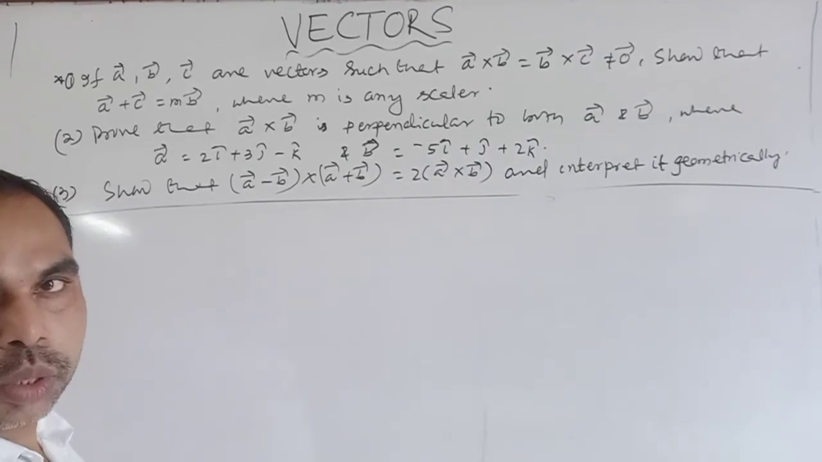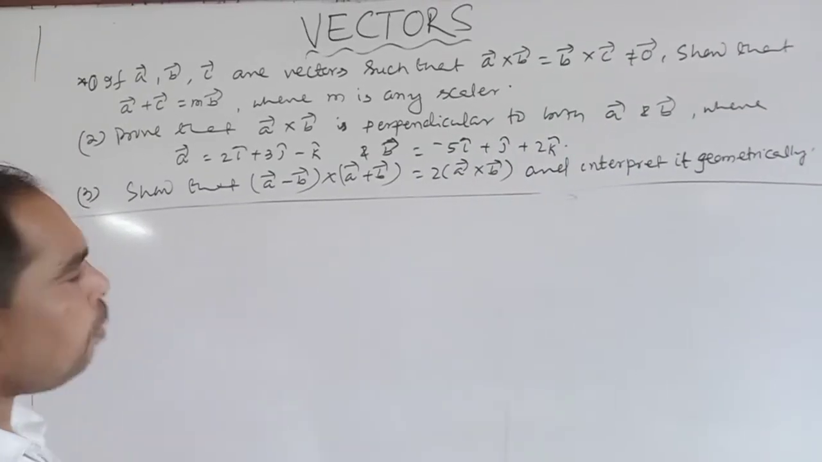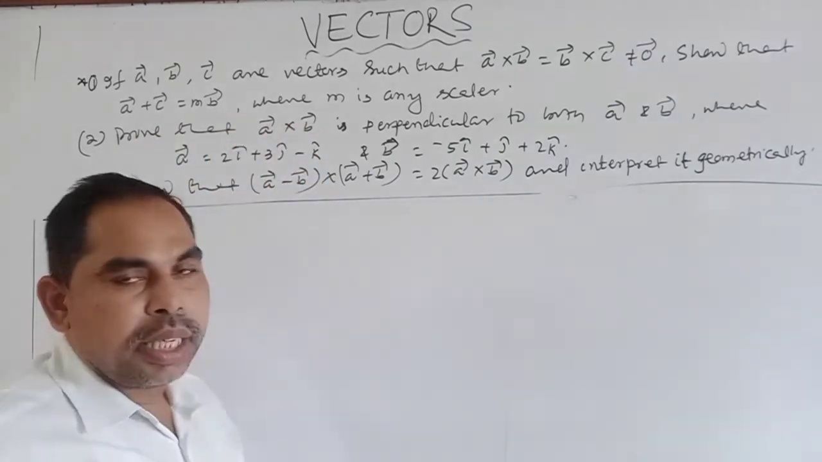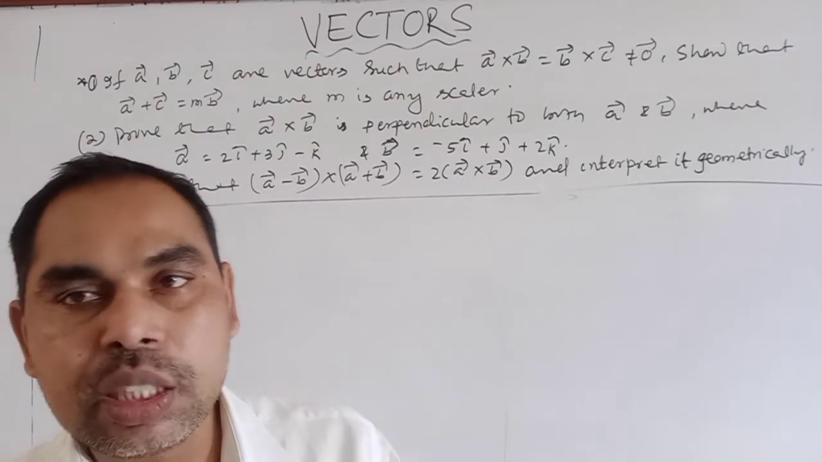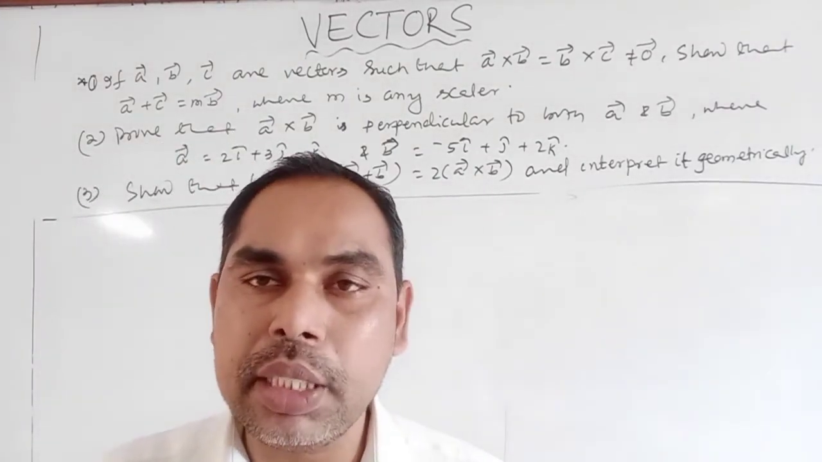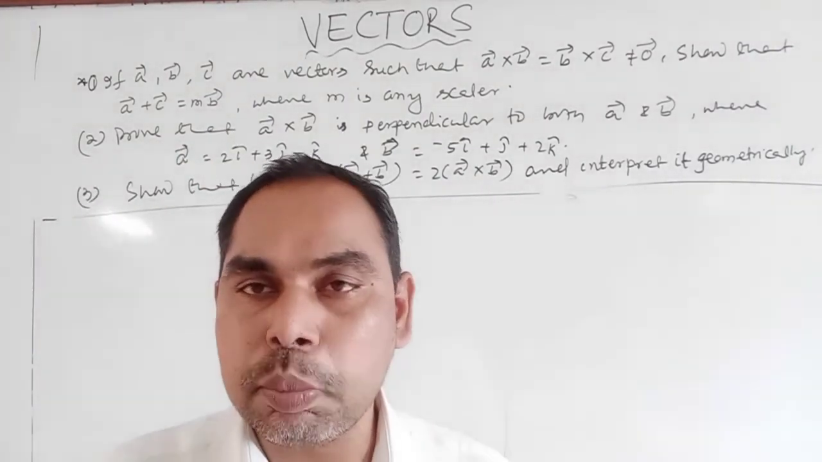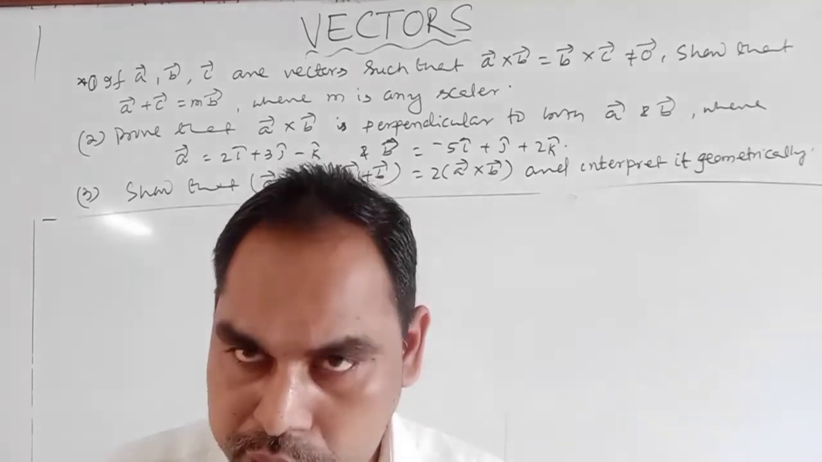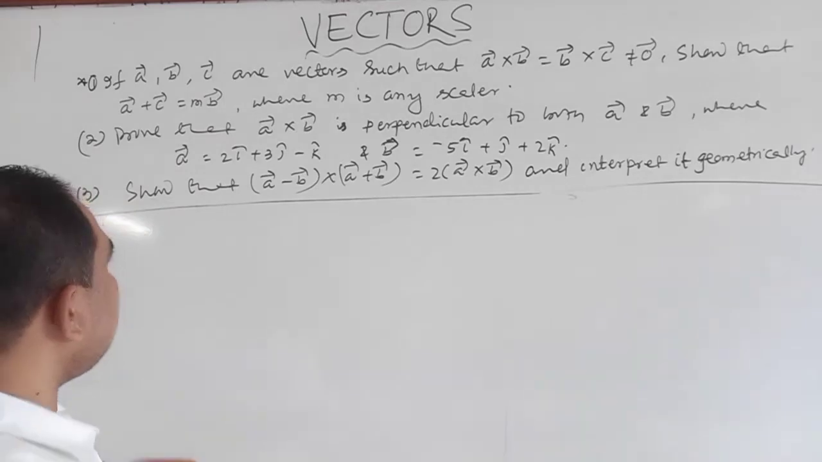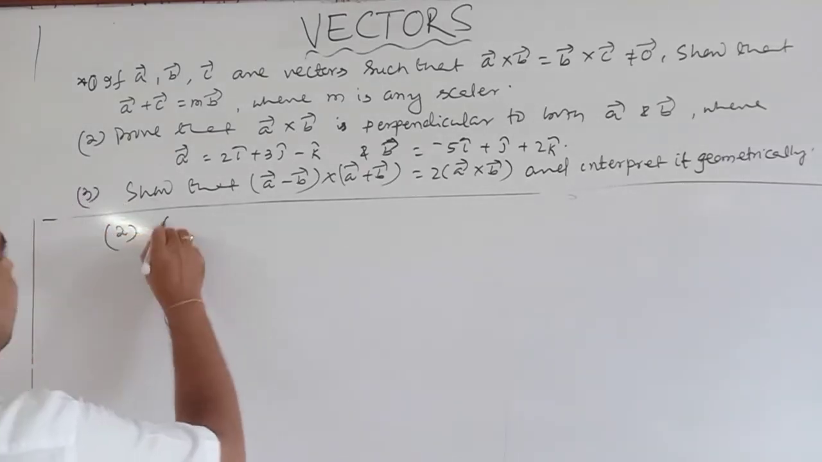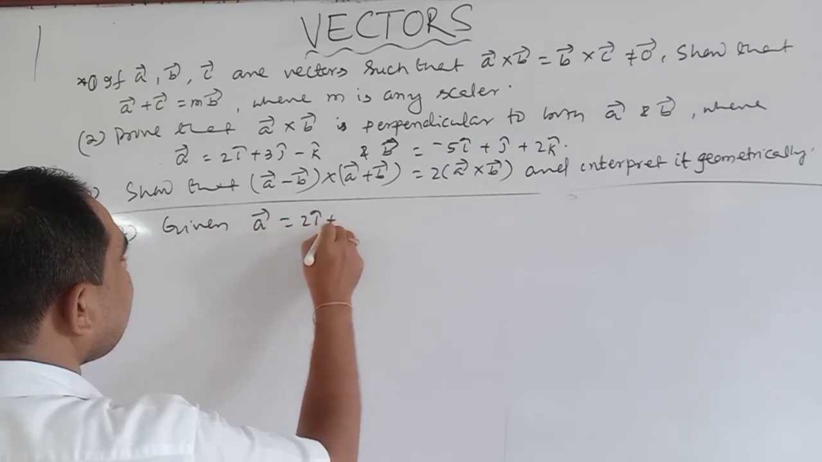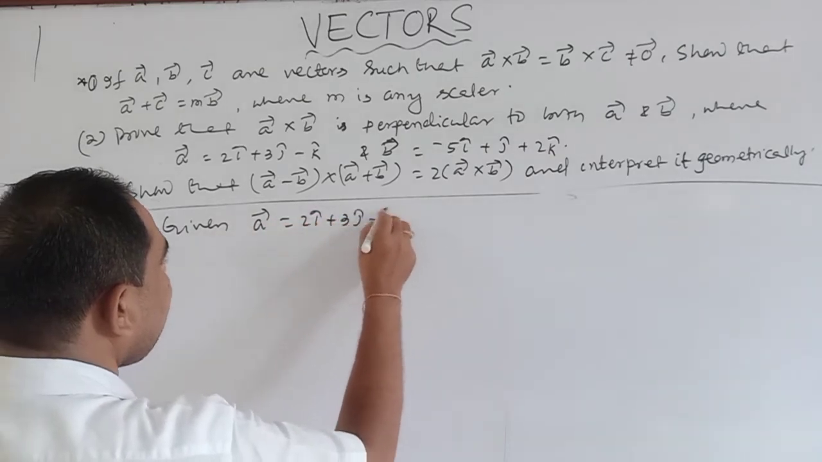Question number 2, look. Prove that A cross B is perpendicular to both A vector and B vector. So to show A cross B is perpendicular to both A vector and B vector, we need to show that A cross B dot A is equal to 0 and A cross B dot B is equal to 0. Question number 2, given A vector is equal to 2 i cap plus 3 j cap minus k cap.